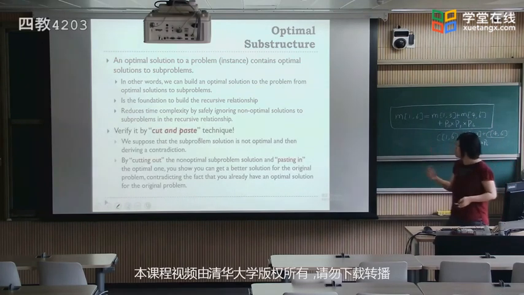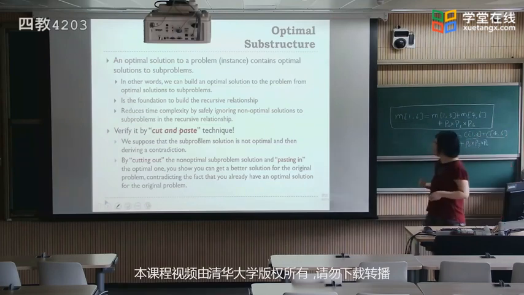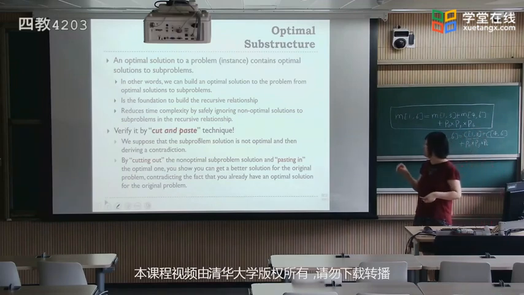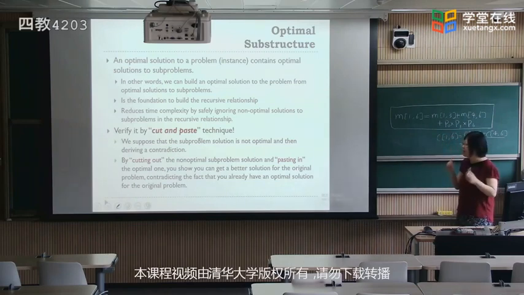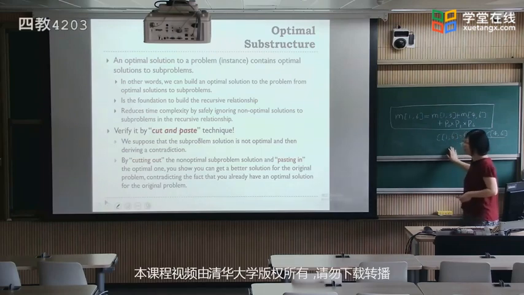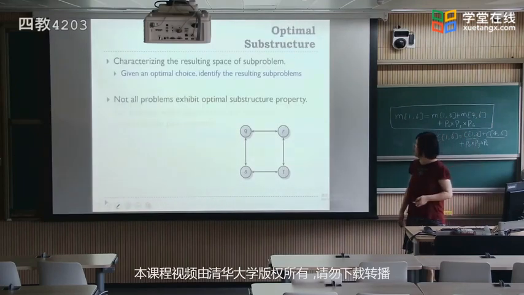So basically, we suppose the subproblem solution is not optimal, like what we did over here, and then we try to derive a contradiction. Okay, by cutting out the non-optimal solution and pasting in the optimal one, we show we can get a better solution for the original problem, contradicting the fact that you already have an optimal solution to the original problem. Okay?